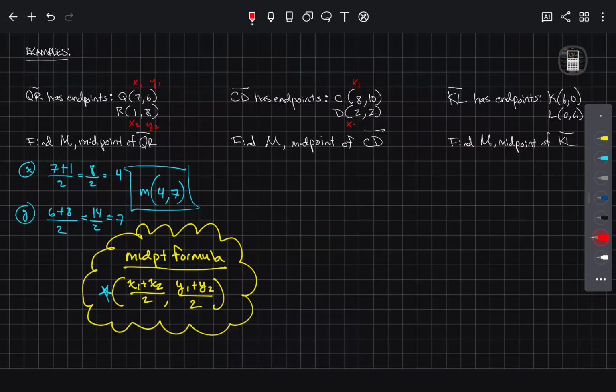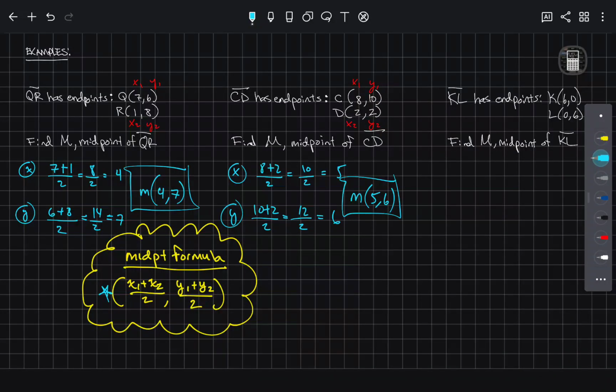So X1, X2, Y1, Y2. Then I'm going to set up X and Y so I know exactly what I'm finding. So X1, X2 is 8 plus 2. 8 plus 2 divided by 2 equals 10 divided by 2, 5. I got an X value of 5 for the middle of the X values of CD. Do the same thing for the Y values. 10 and 2. 10 plus 2 divided by 2 equals 12 divided by 2, 6. So the midpoint, M, is going to be 5, 6.